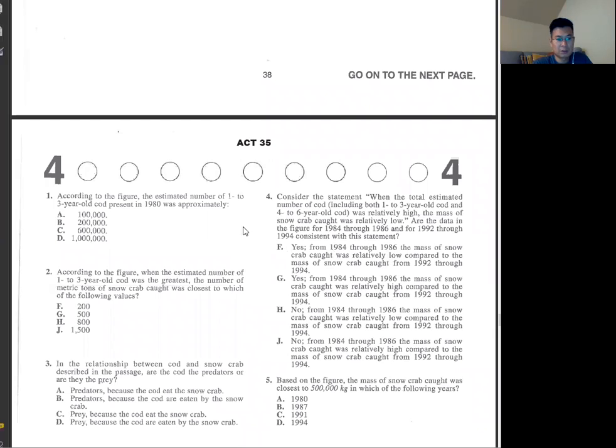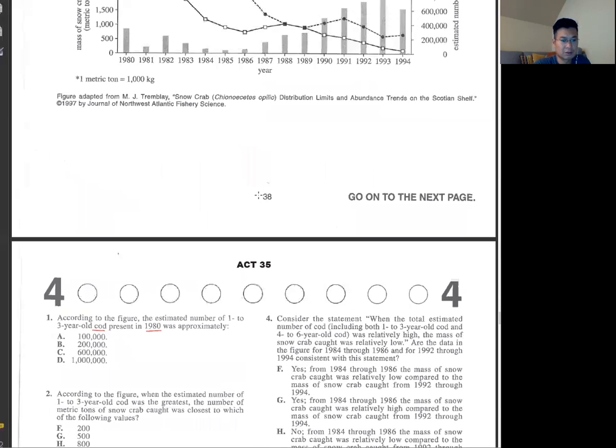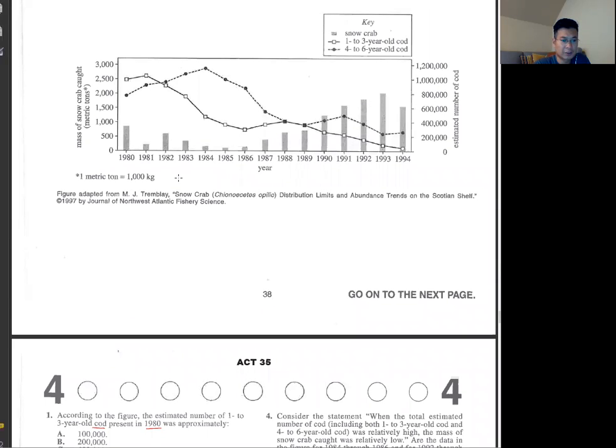So going to question number 1. It says, according to the figure, the estimated number of 1 to 3-year-old cod present in 1980. If you look at figure 1, 1980 is here, and then we have to look at the y-axis. This one is snow crab, and this one is cod. So the right side is cod, so we have to look at the right side. And also 1 to 3-year-old cod is this empty square box.